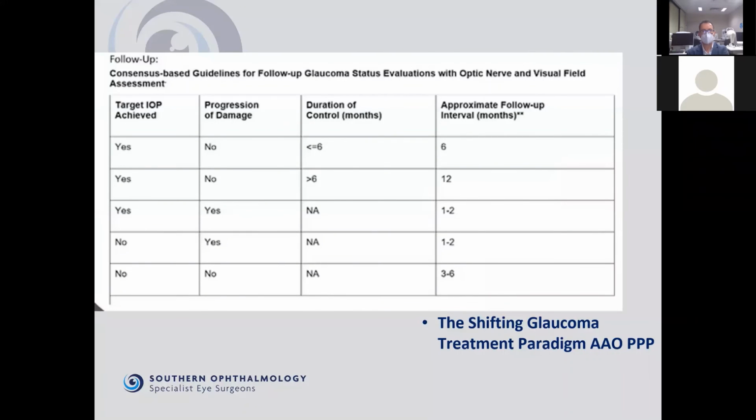Here is a follow-up evaluation, again taken from the American Academy of Ophthalmology, looking at when we should see our patients again and which patients should either be referred or timing of follow-up. Take specific note of when there is progression. Those patients need to be seen promptly and intervention taken to correct that. And if the target intraocular pressure has not been achieved, again, appropriate escalation of treatment or referral would be appropriate.